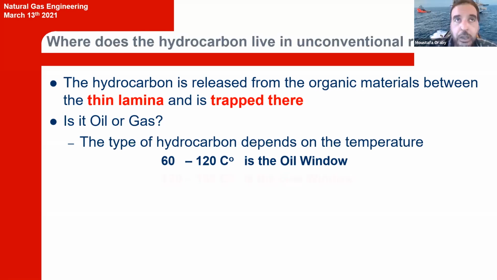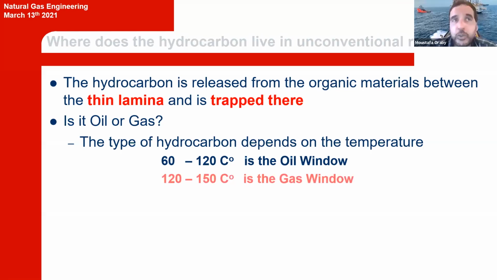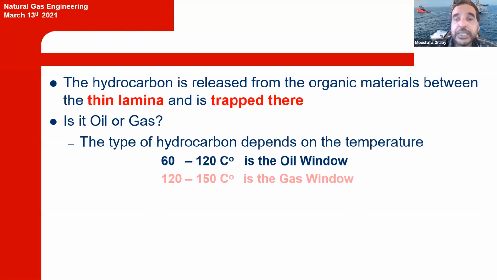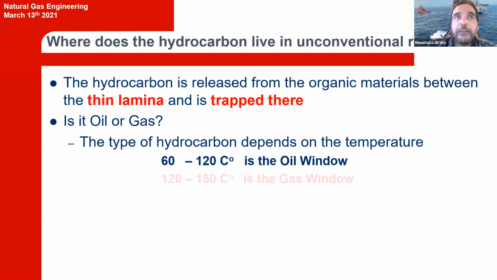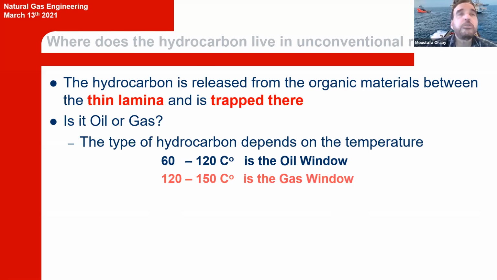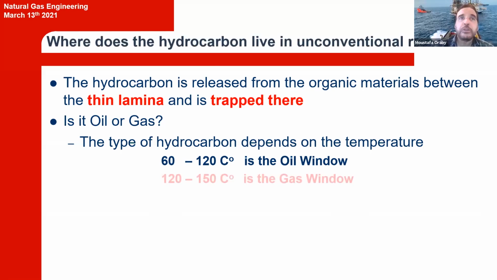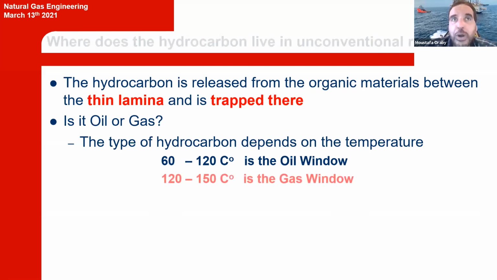So if your source rock was subjected to temperature between 120 to 150 degrees centigrade, that's what we call the gas window. So when you have gas reservoirs, you need to know that millions of years ago, across the time, where the hydrocarbon was cooked inside the source rock, the temperature there was from 120 to 150.